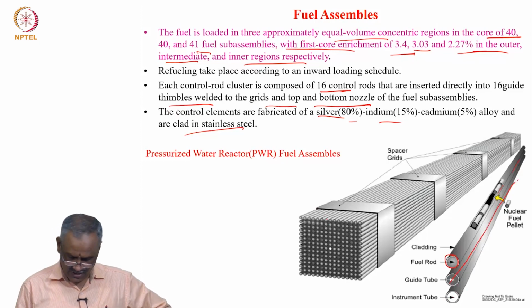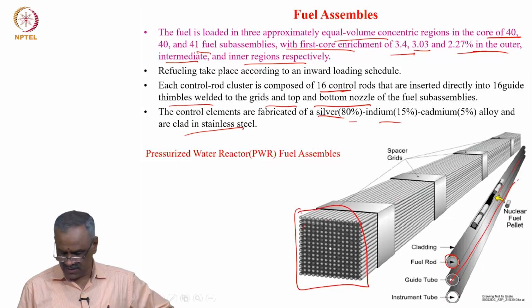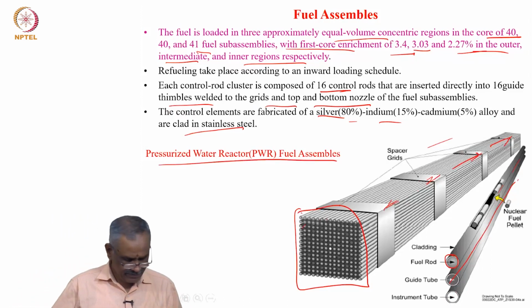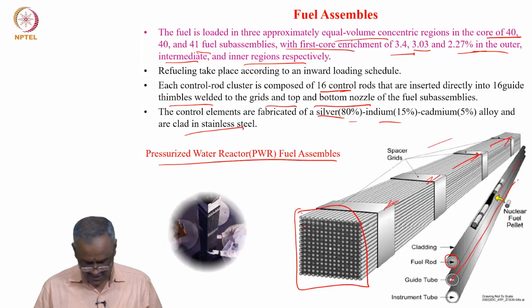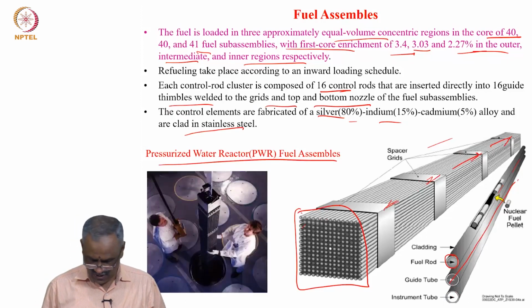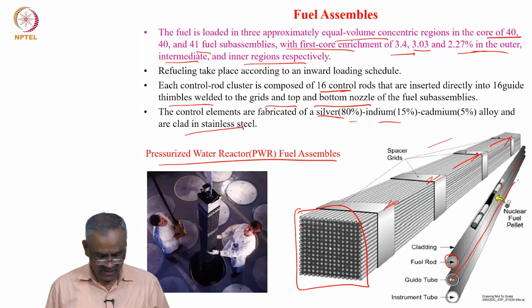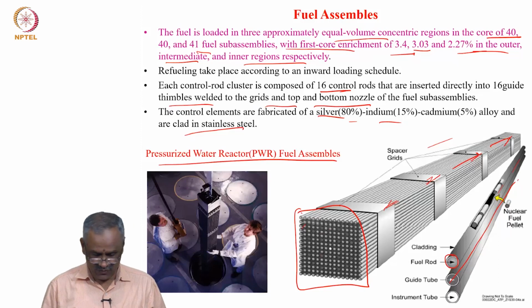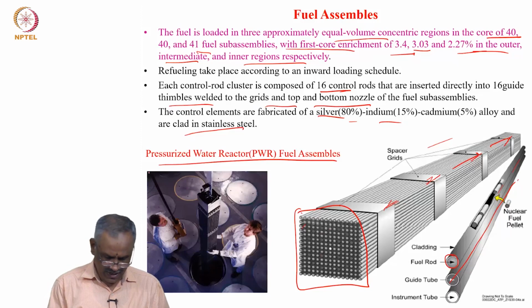All of these are put into this fuel bundle, at regular intervals. You have spacers to keep them intact. This is a typical PWR fuel assembly, and they put this entire assembly into the reactor, whose cross section you have seen. This is one fuel assembly here. It is advanced into that, and you have control rods adjacent to these ones.